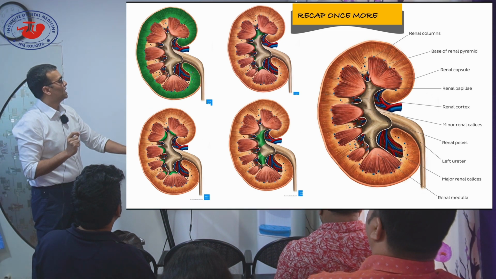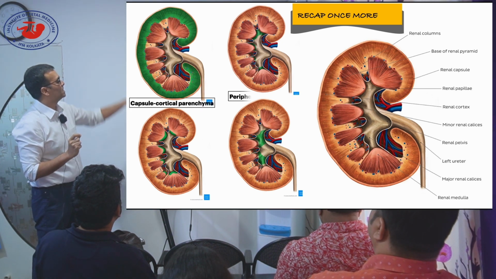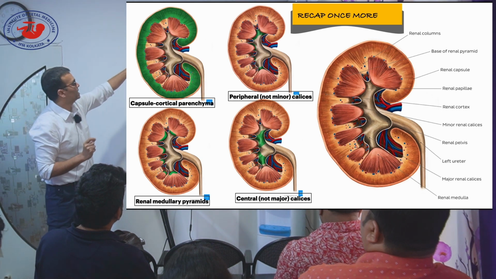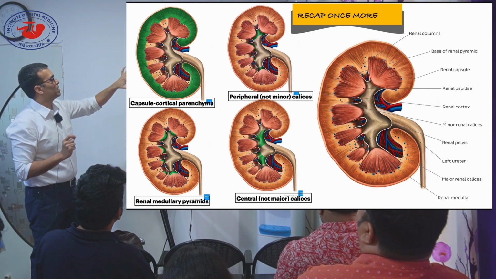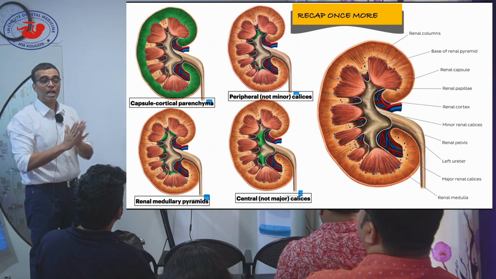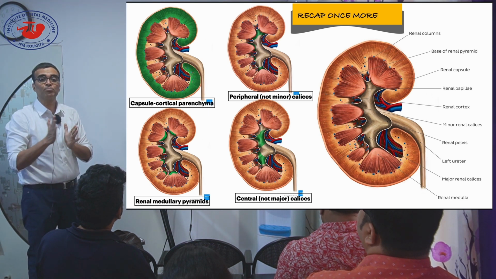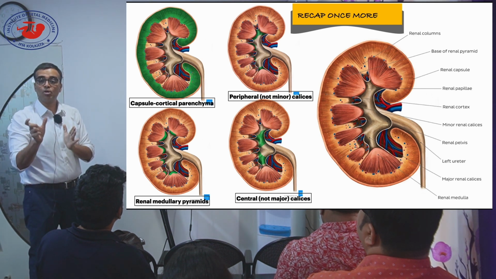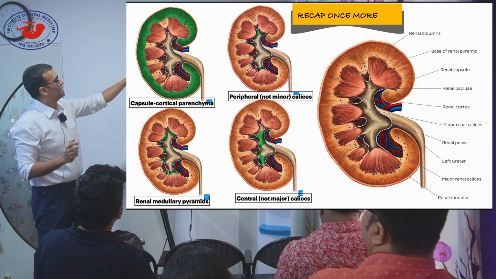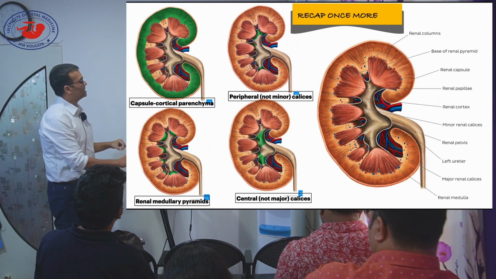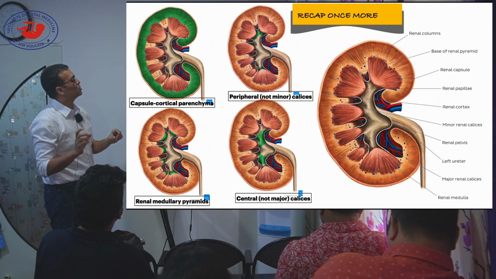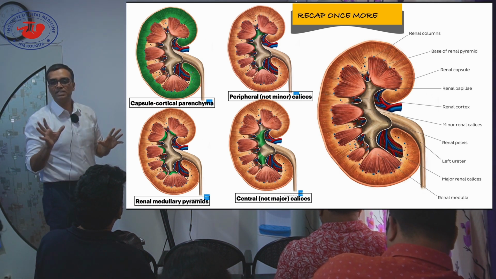Just focus on the green zone in all the diagrams. So here the green zone is capsule, cortical parenchyma. We cannot differentiate capsule from cortex and cortex from parenchyma. So these are a complex: capsule, cortex, parenchyma. Then there is the peripheral calyceal system, the green one you see. We should avoid calling minor and major calyces.